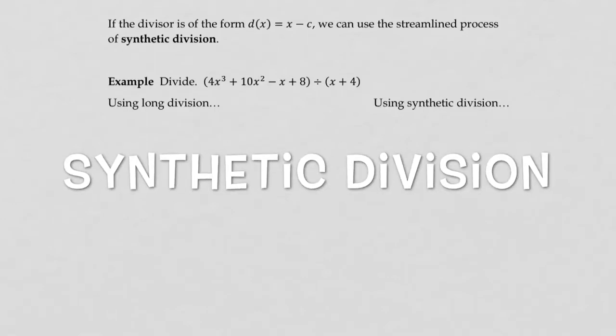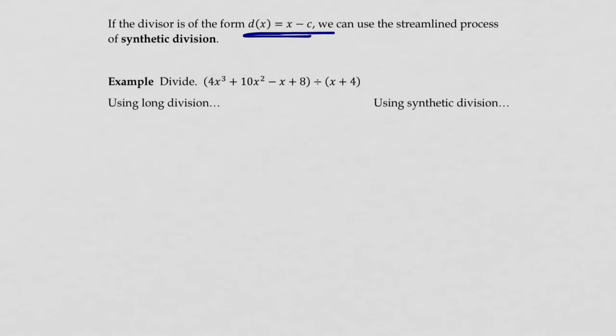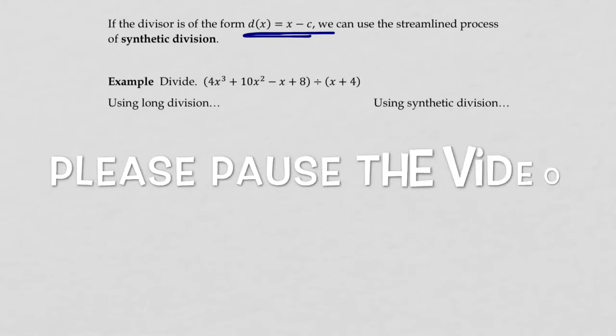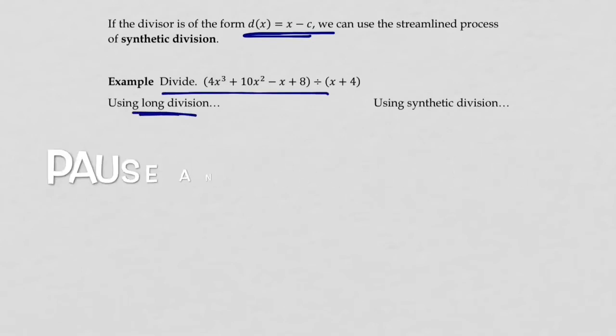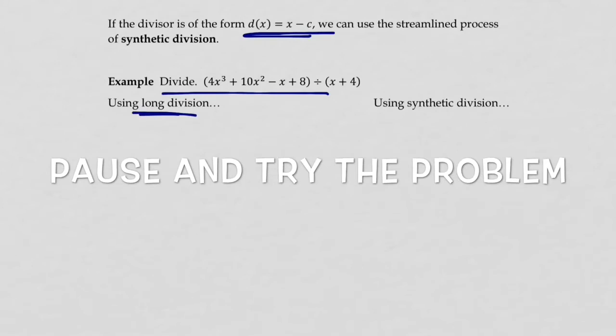A process called synthetic division can be used to divide polynomials if the divisor has the form x minus c. So let's take a look at an example. I encourage you to pause the video and try to use long division to complete this process, dividing the polynomial 4x cubed plus 10x squared minus x plus 8 by x plus 4.